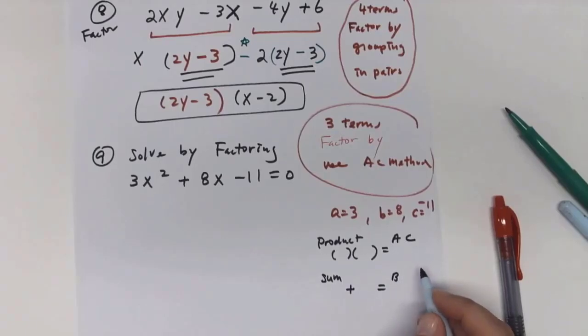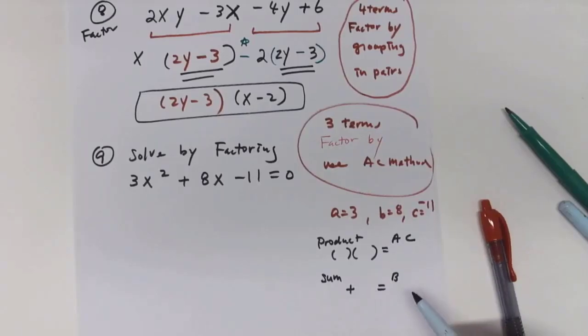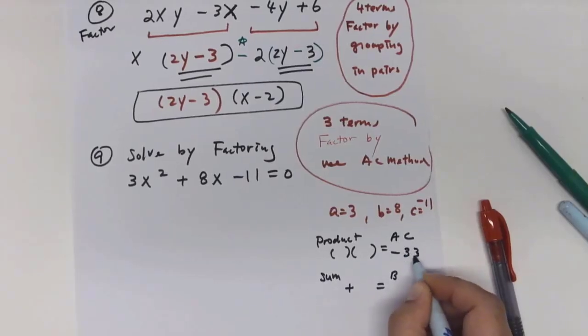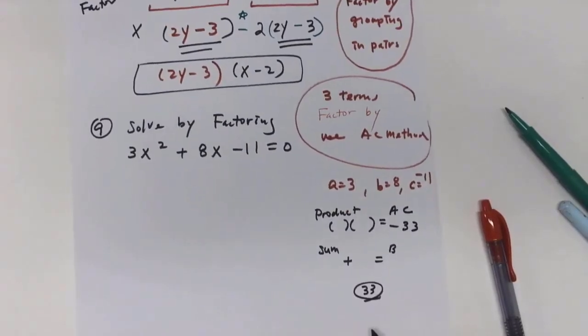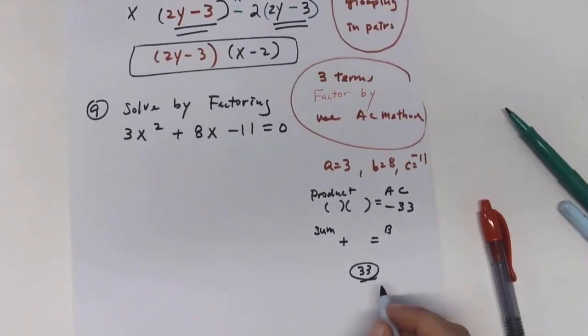Okay, you guys need to practice this, okay? When they multiply together, it's A times C. When they add together, that's B. So A times C is what? Negative 33. So for 33, what do we multiply to get 33? 11 and 3. 3 times 11, one more, 1 times 33.